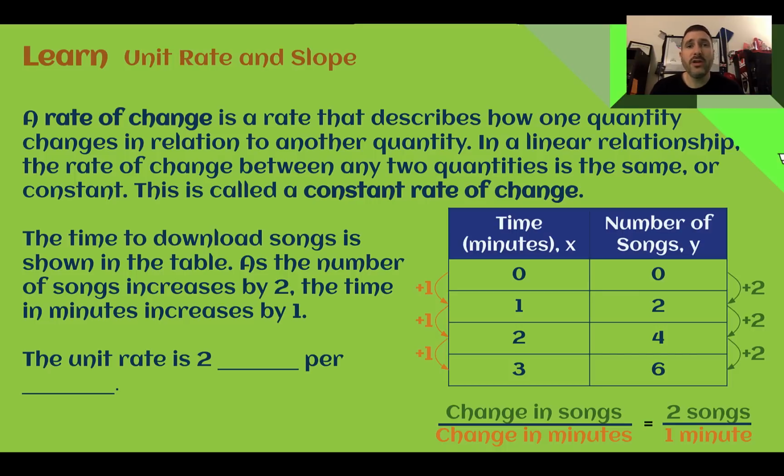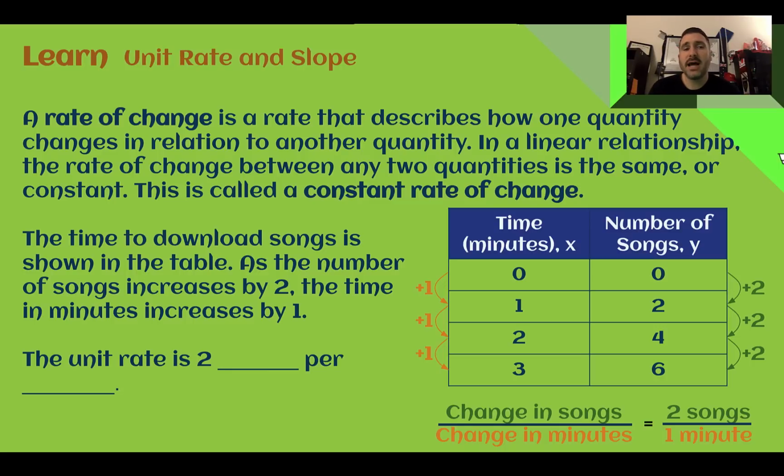Let's learn unit rate and slope. A rate of change is a rate that describes how one quantity changes in relation to another. In a linear relationship, this rate of change between any two quantities is the same throughout, which is also called constant. You're going to hear in linear relationships that they have a constant rate of change.